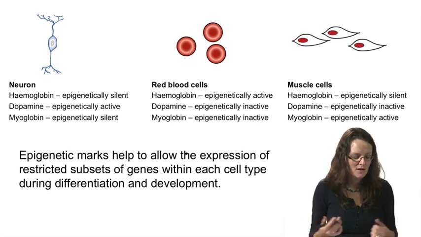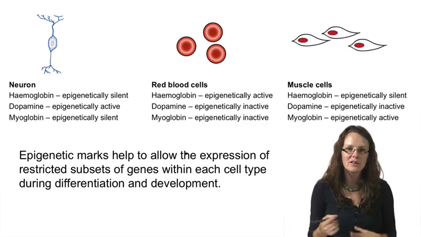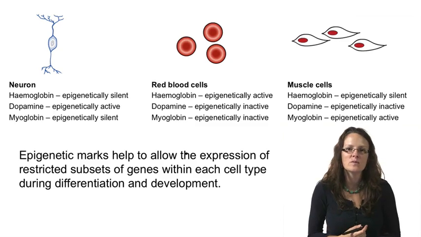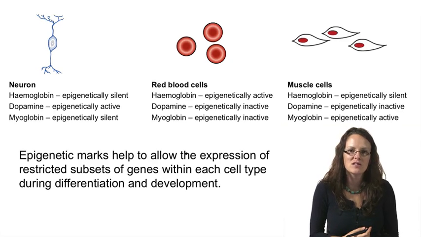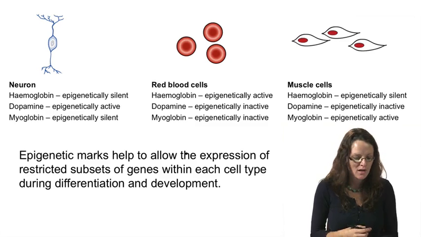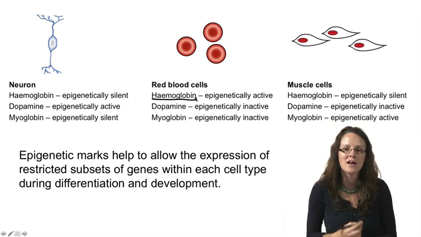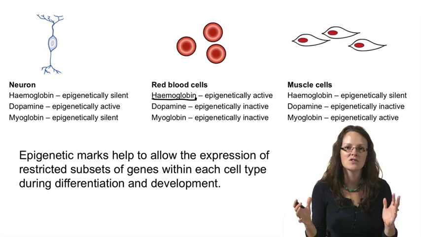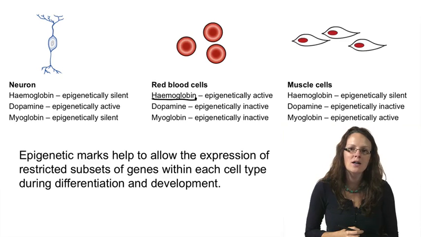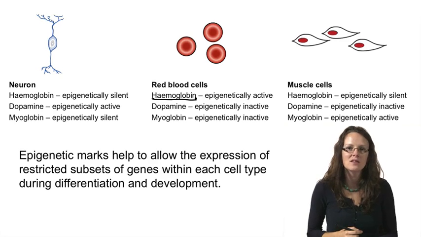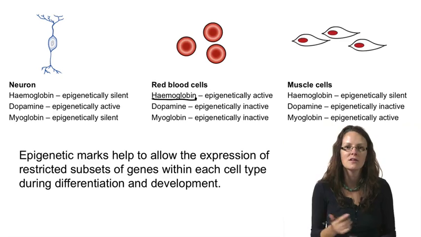So in summary then, we know that these 3 different cell types which we're currently considering have different sets of genes being expressed, and these different sets of genes really define the cell that's made. The reason that the different sets of genes are able to be expressed is partly because of the epigenetic marks that are found on the genes that are being expressed or not being expressed. So for example, the hemoglobin gene in red blood cells is epigenetically active. It has exclamation marks covering the promoter of this gene. But dopamine and myoglobin are epigenetically inactive, so these genes have full stops covering the genes.